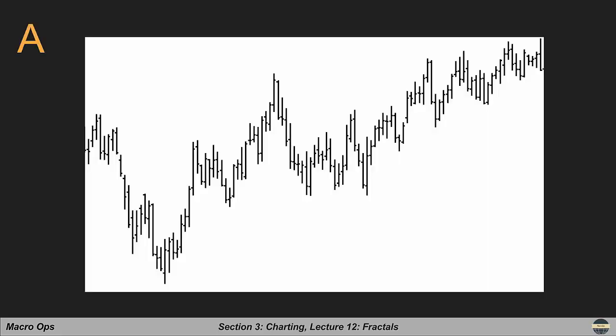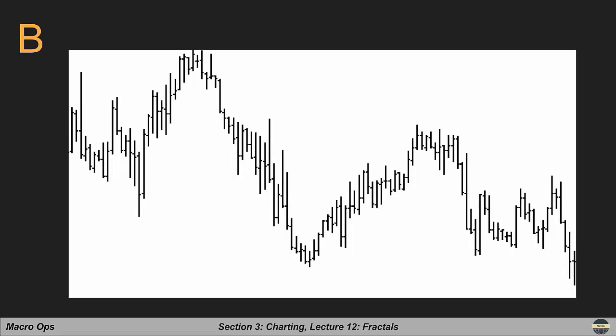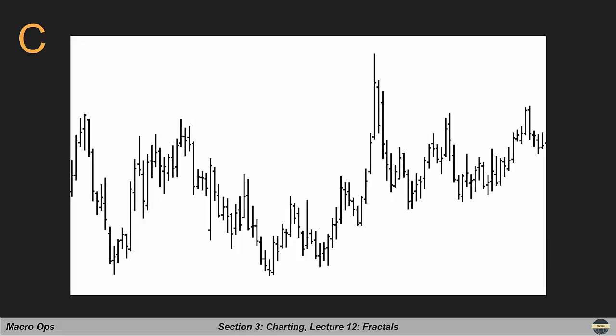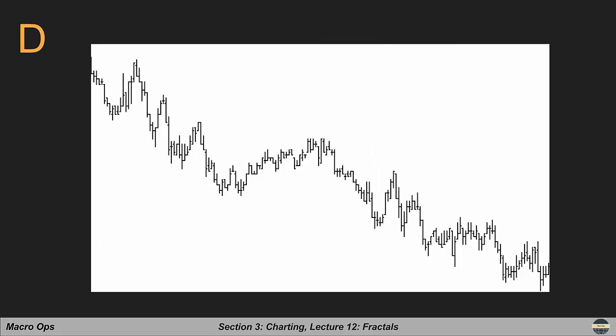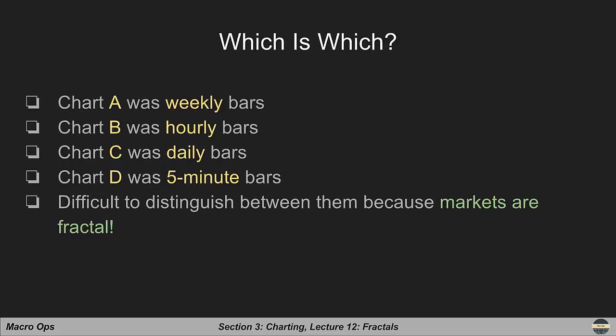Here's chart A, chart B, chart C, and chart D. Now try to think, were these each charts over the course of a day, week, month, year, etc.? You probably had a hard time figuring that out. And that's because markets are fractal.